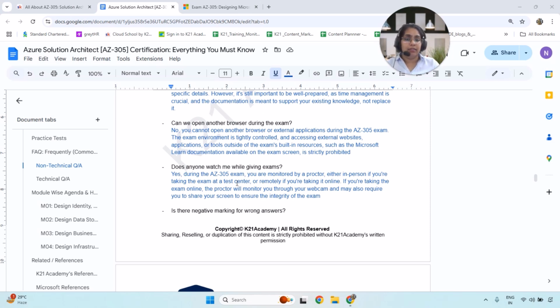So do I need to repay for the exam if I fail in the first attempt? Also, after the first attempt, how long do I have to wait for a reattempt? Yes. If you fail the AZ-305 exam on your first attempt, you have to pay the full exam fee again to retake it. That's the policy. There is no discounted retake fee.